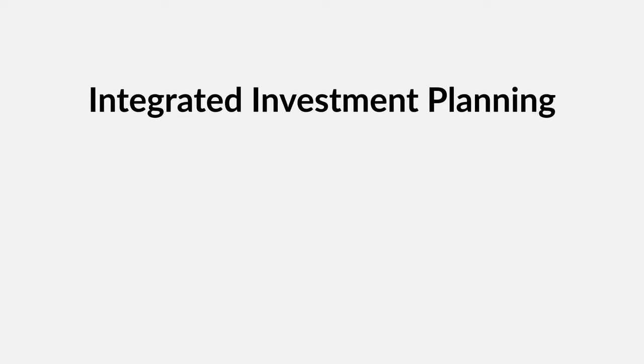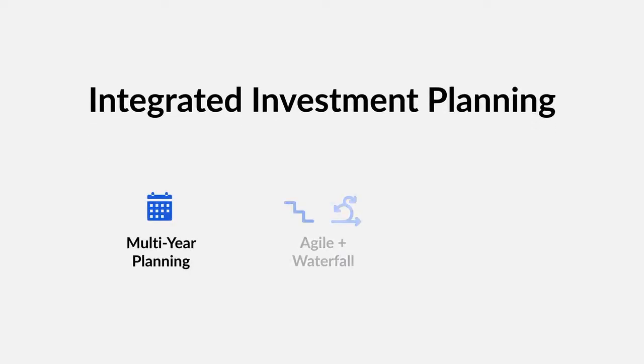To streamline this process, Apptio has introduced a new feature in ApptioOne called Integrated Investment Planning. Integrated Investment Planning provides multi-year planning for all investments, both Agile and Waterfall, in a way that seamlessly integrates with operational costs to provide a complete picture of future technology spend.